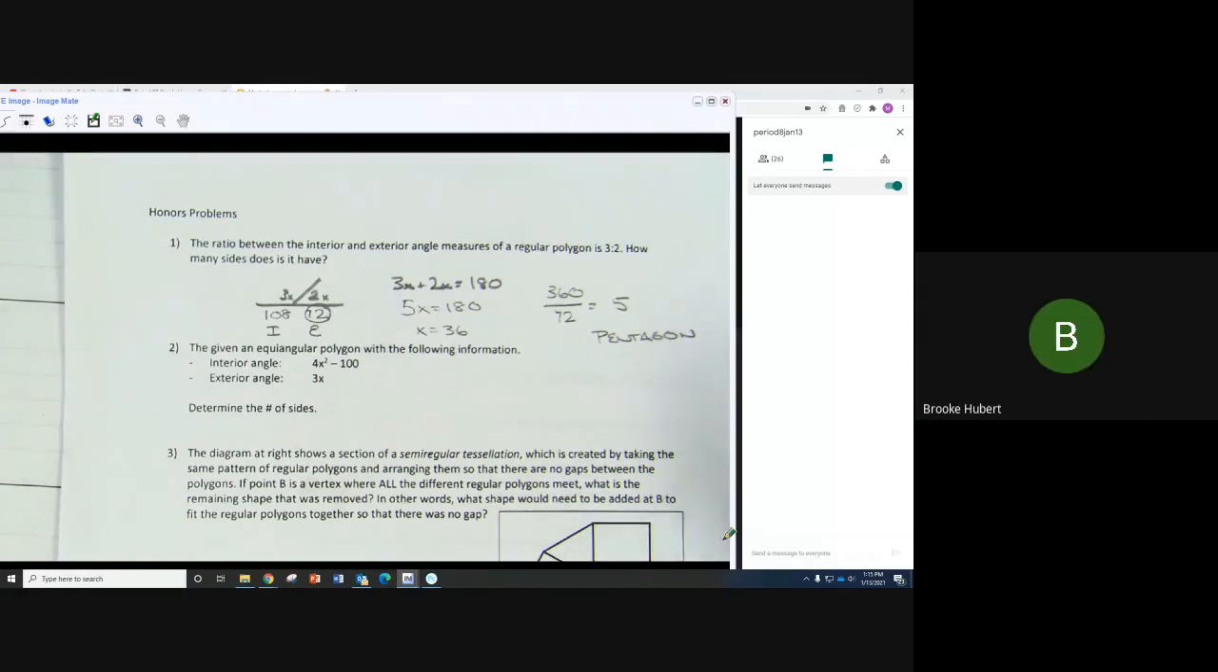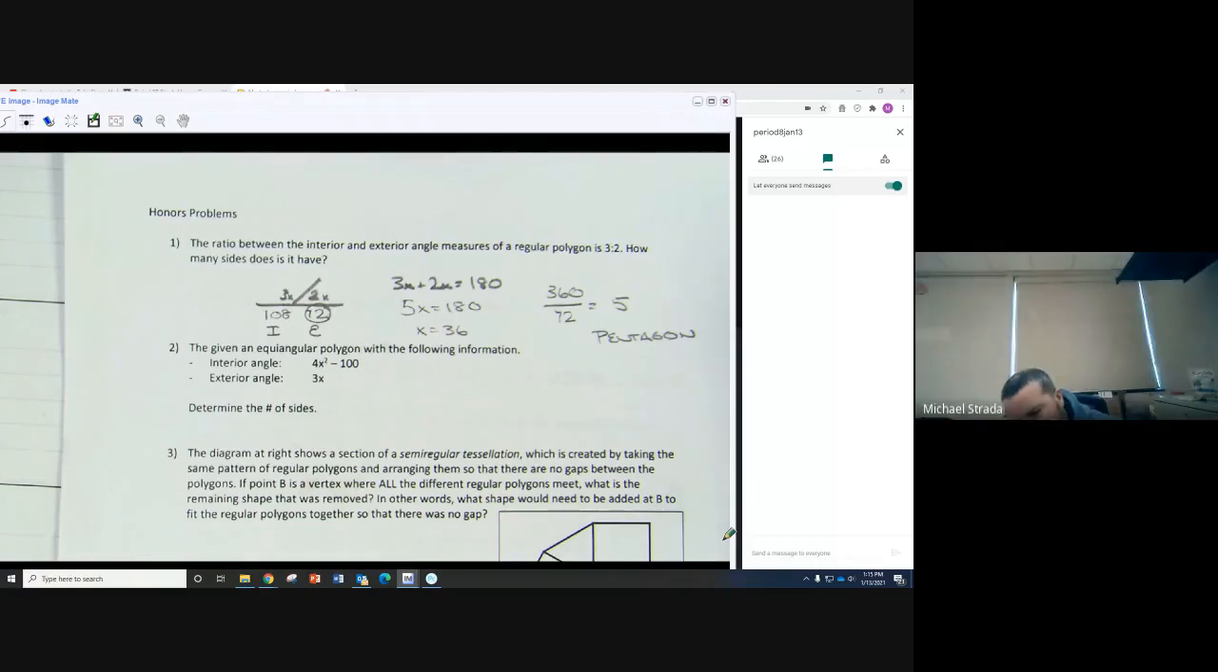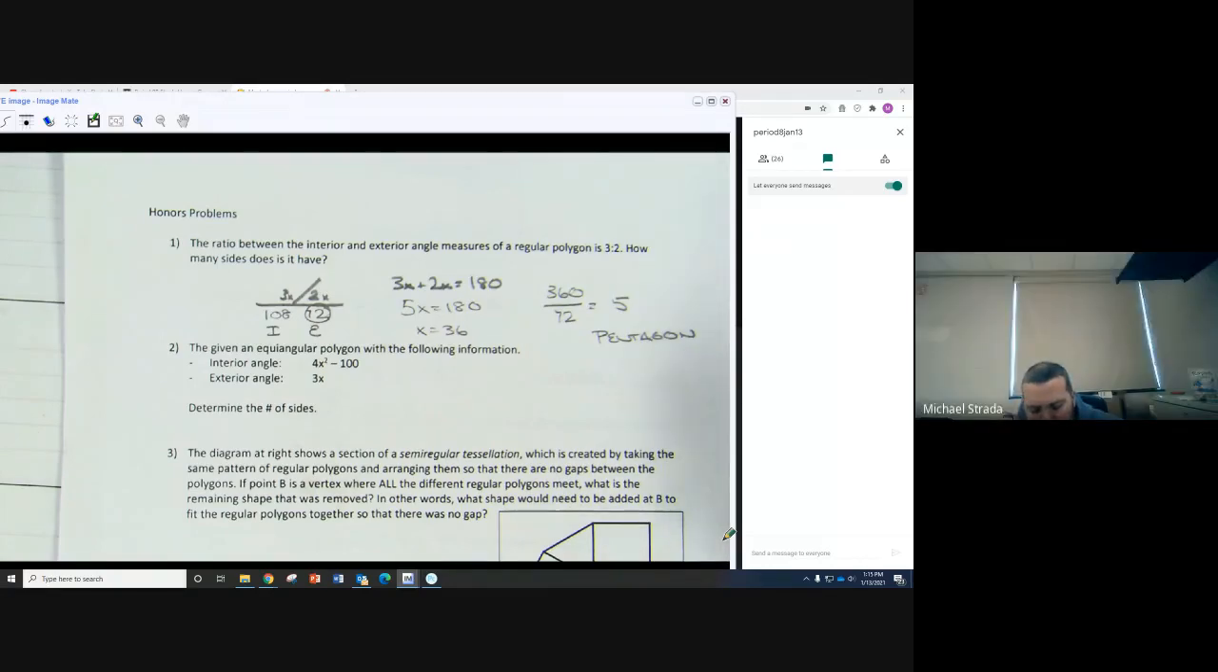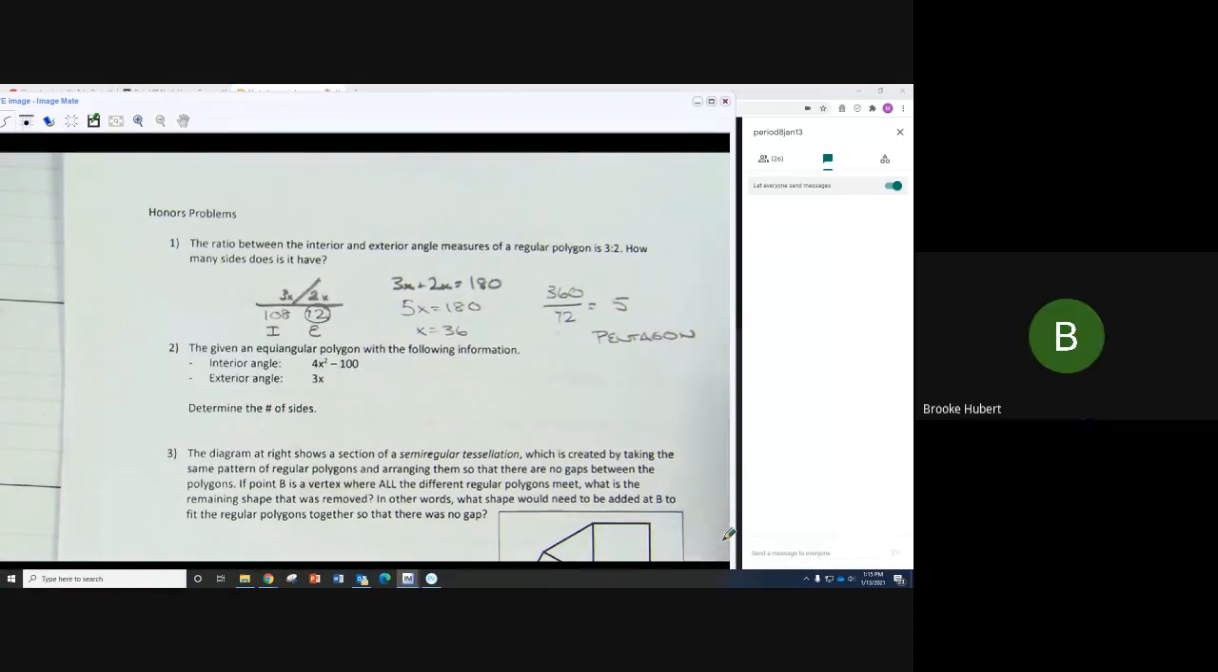I have a question. When you divide 360 by the exterior angle, is it always going to be a whole number? Has to be, otherwise it doesn't exist. All right, thank you. Yeah, it's okay. So if you get a fraction or decimal when you do this, something went wrong along the way. Okay. Right?